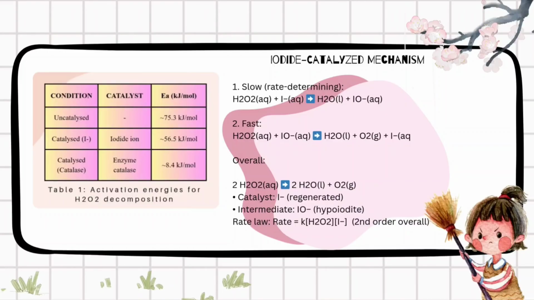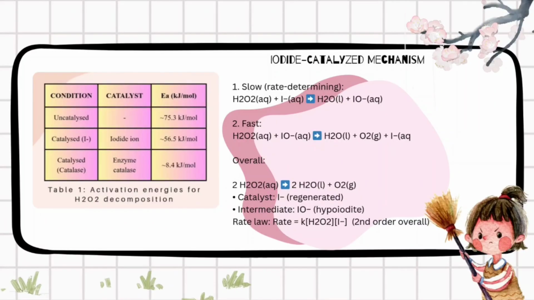In the iodide catalyzed mechanism, the reaction occurs in 2 steps. The first step is slow and forms an intermediate called hypoiodite. The second step is fast, producing water and oxygen. Since iodide is regenerated at the end, it functions as a true catalyst.